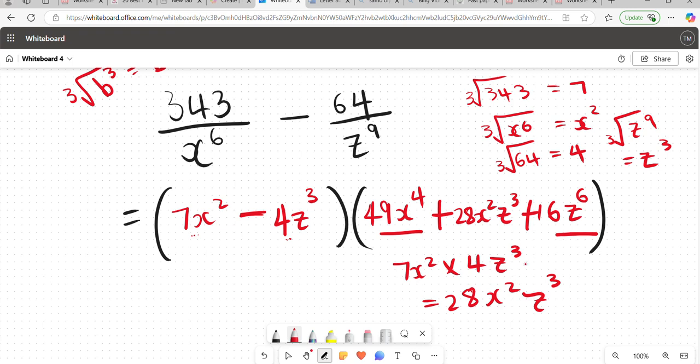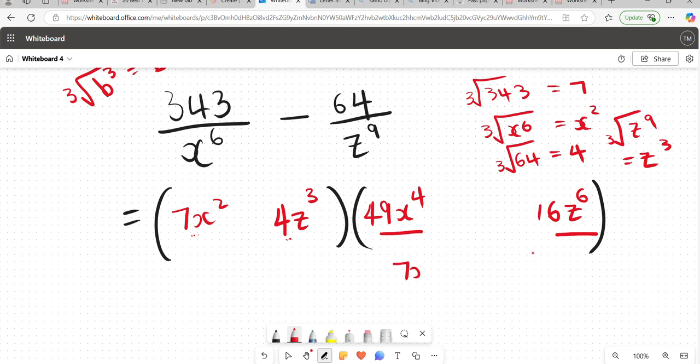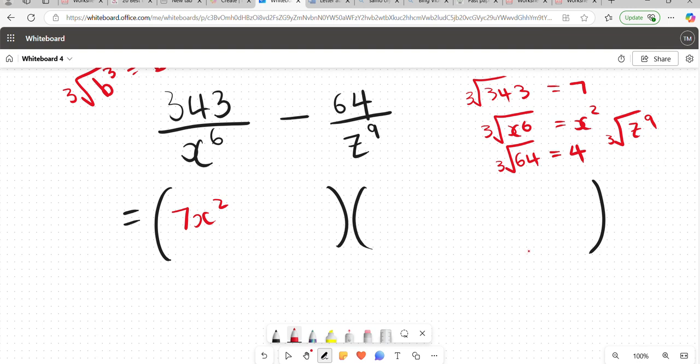Wait. Oh, I did this incorrectly. Alright, let me just rewind for a bit. I'm supposed to be dividing those, not multiplying them. So I'm doing the right process. It's just that I'm not writing it correctly.